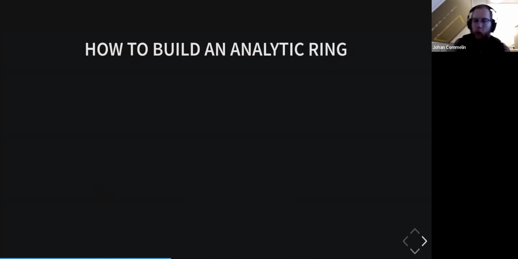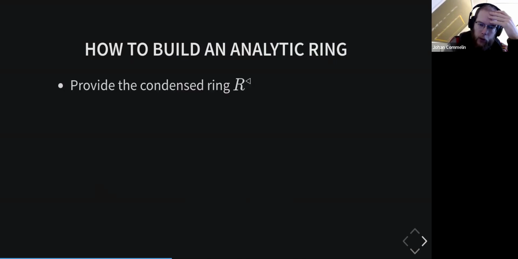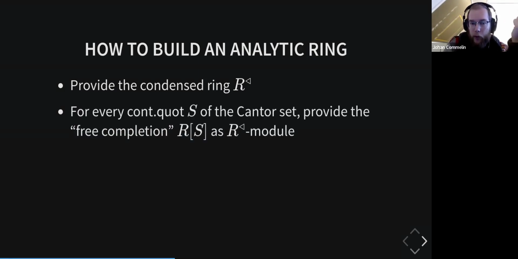Okay, so how do you build an analytic ring? Because if you have to specify this subcategory and then check all those conditions, that might get a bit complicated. So one way to build an analytic ring is just to provide R triangle, and then for every S that is a continuous quotient of the Cantor set, we're just going to define R adjoint S. So R triangle adjoint S is going to be the free R module generated by S. And now we want R adjoint S, so that's going to be the free complete module generated by S.